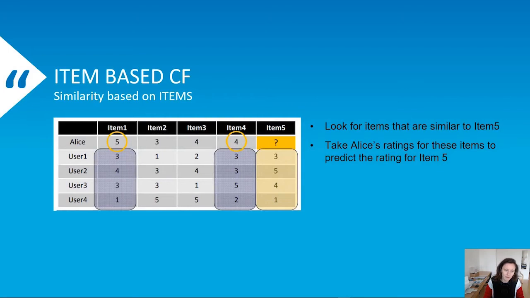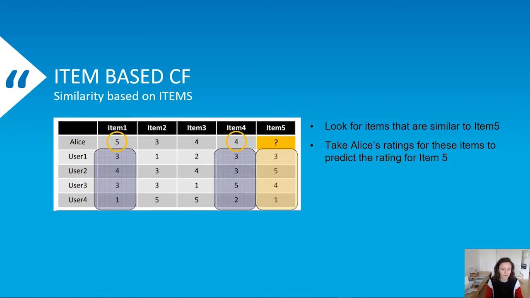In the item-based collaborative filtering approach, instead, we have a different approach. Basically, we want to calculate if Alice will like item 5. Instead of calculating similar users to Alice, we analyze what Alice voted for items that are similar to item 5.